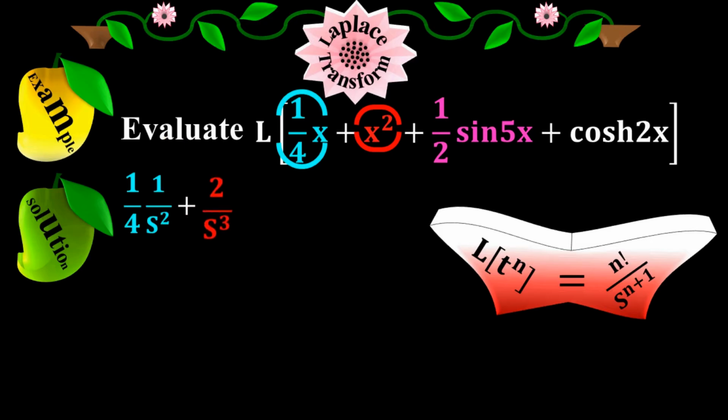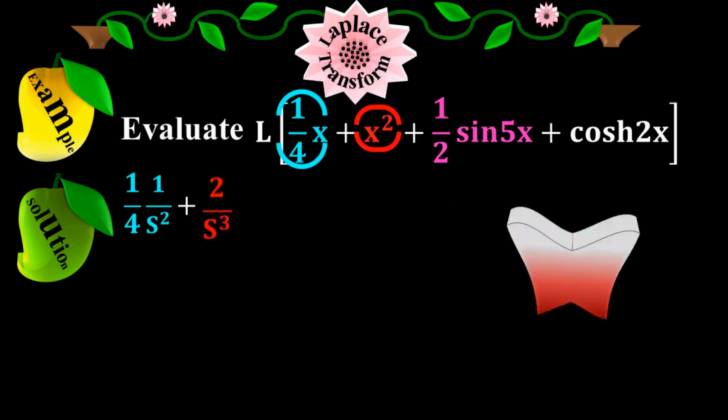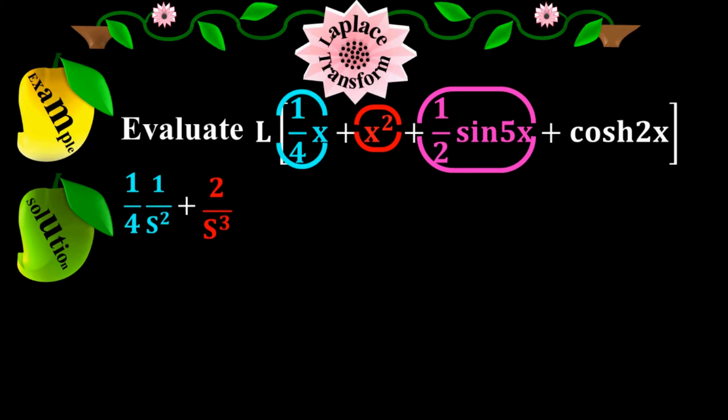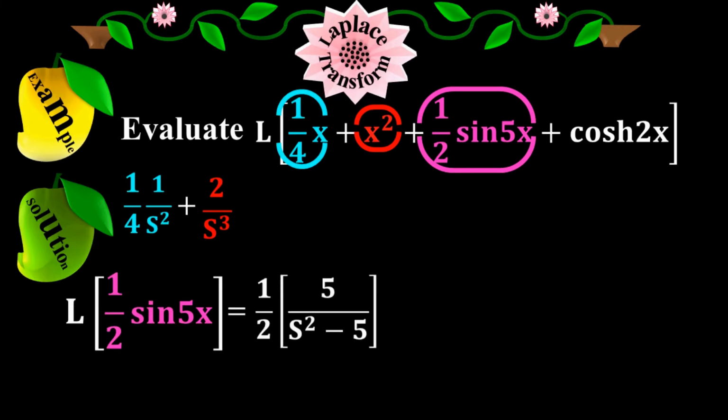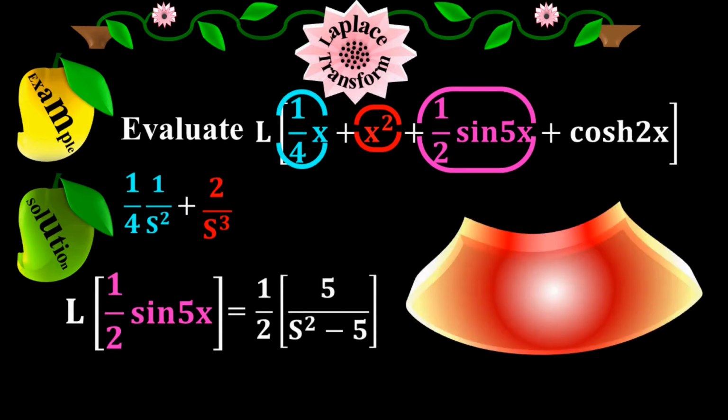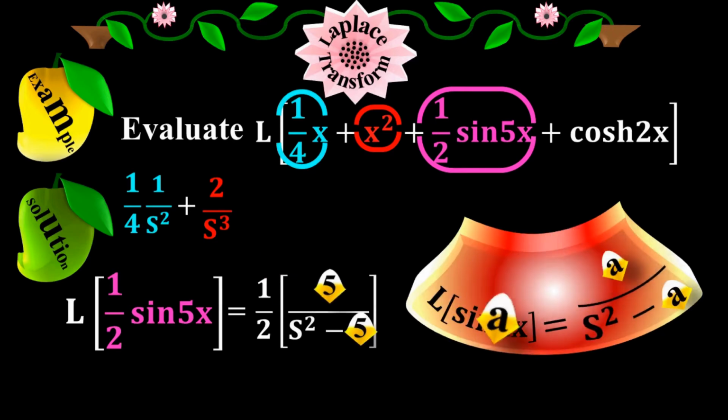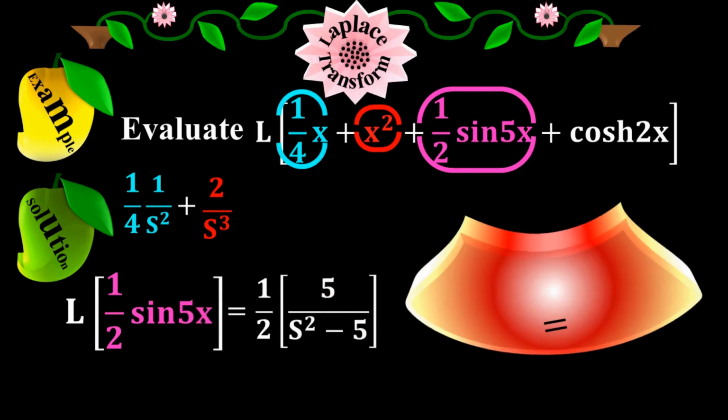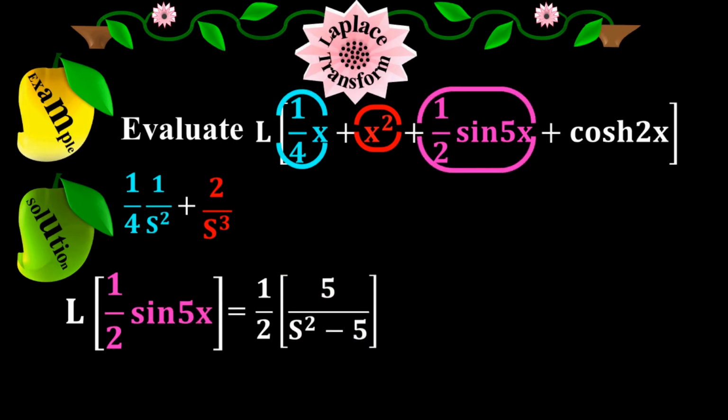Plus, just put it here, 2 over s cubed. Now I'm going to take the third term, which is 1 over 2 times sine 5x. It's a trigonometric function. Laplace of 1 over 2 times sine 5x equals 1 over 2 times 5 over s square minus 5. I applied the third elementary condition here, where the condition says that the Laplace of sine ax equals a over s square minus a. Constant a is 5 here. So the Laplace of 1 over 2 times sine 5x equals 1 over 2 times 5 over s square minus 5. Plus, just put it here.